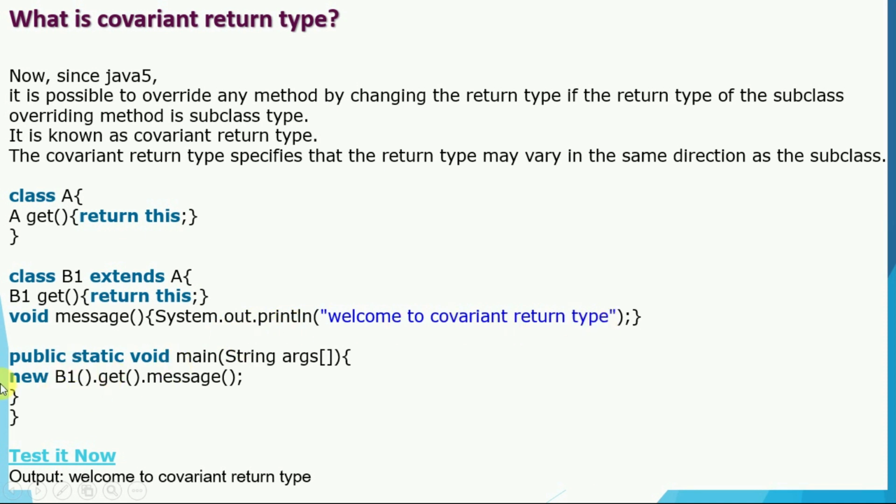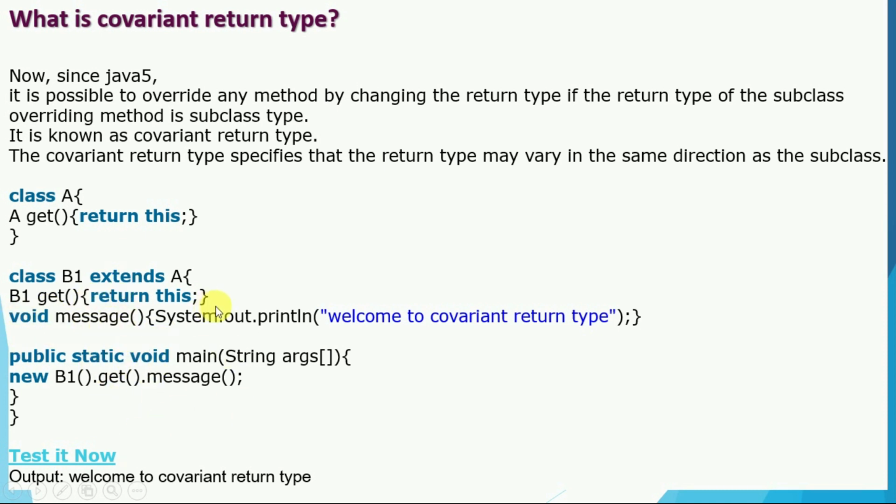And we have a main method, where we call this class constructor with the get method and the message method. So the output is welcome to covariant return type. We have a different return type. In this method we have a return type of the current instance, and in the other method we can say we have no return type, we just print this statement. So this is basically a covariant return type.